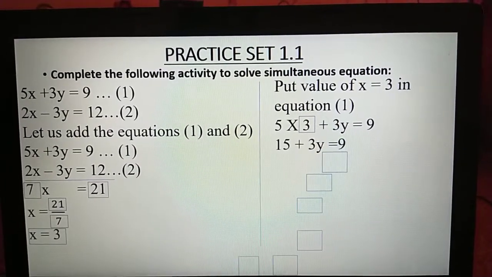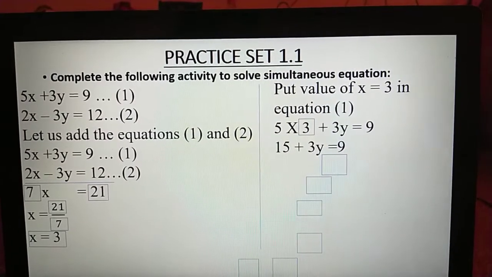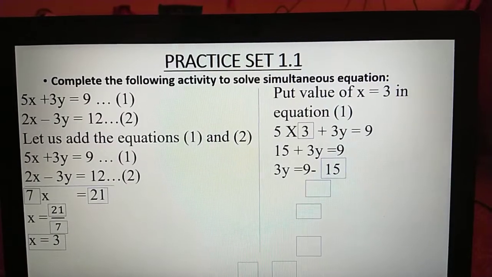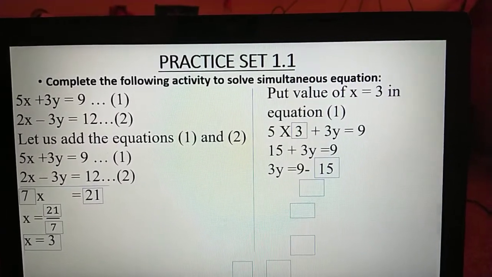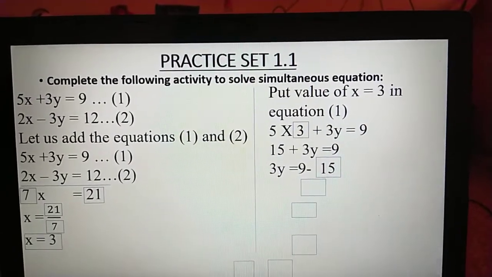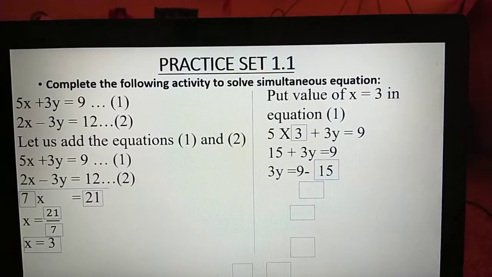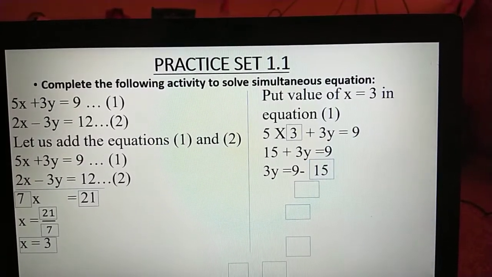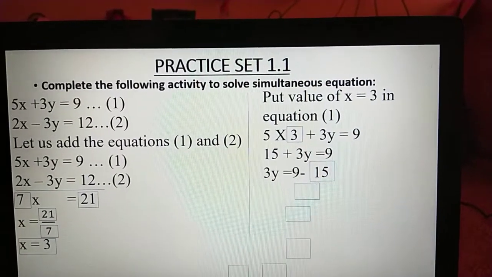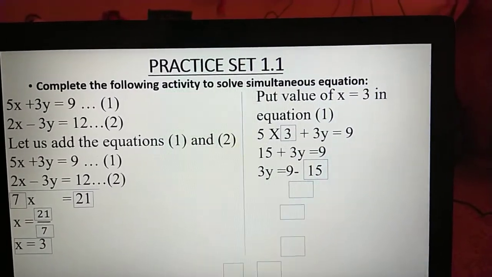Next is 15. From where did 15 come? 5 threes are 15. Right. Plus 3y is equal to 9. Then 3y is equal to 9 minus 15. On the left hand side 15 has a plus sign, though it is not shown. When it gets converted, it changes its position from the left hand side to the right hand side, and plus becomes minus. So you get the answer as 9 minus 15.